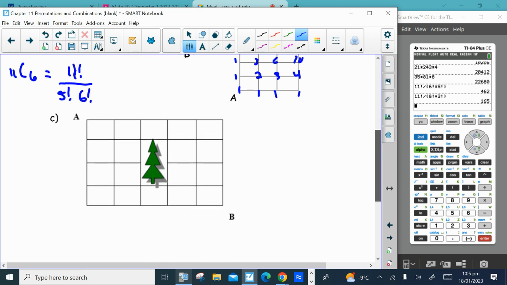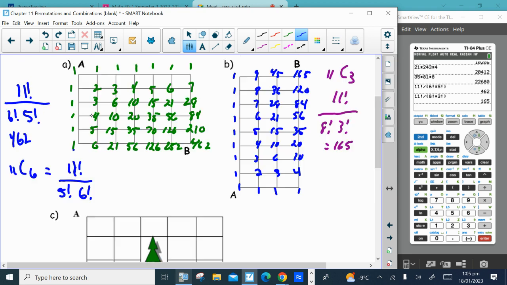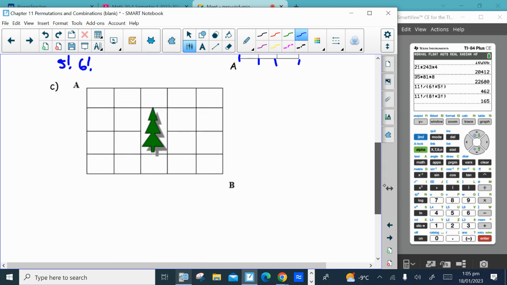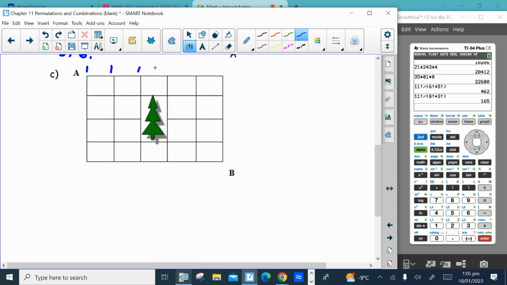So again, we cannot use factorials or combinations for question C because it's not a complete rectangular grid. The person that's going from A to B has to go around the tree. But we're starting at A, and that means they'll all be ones along the top and along the side.